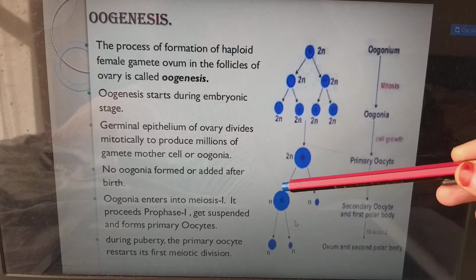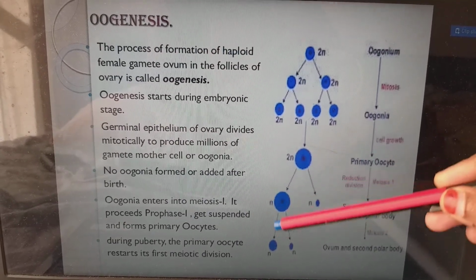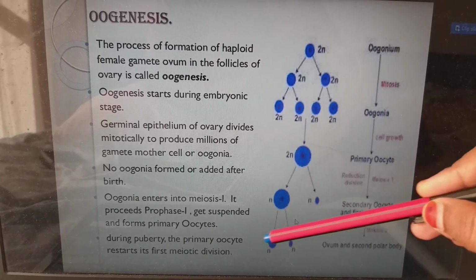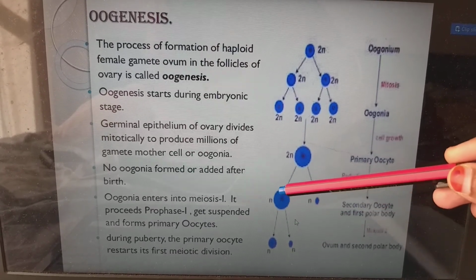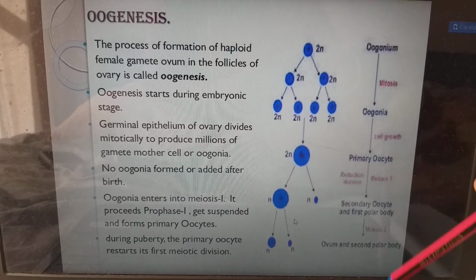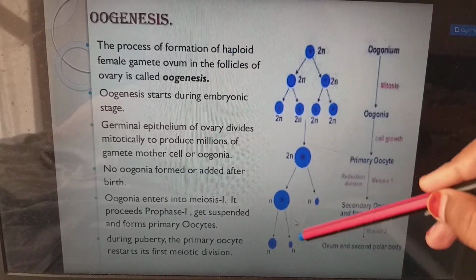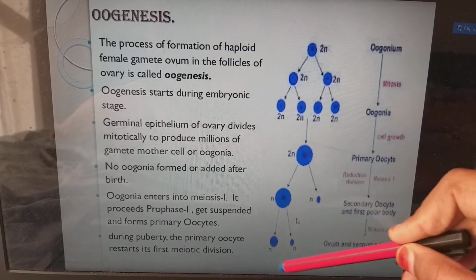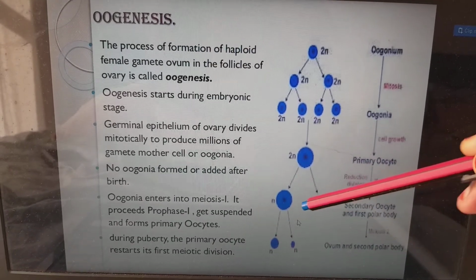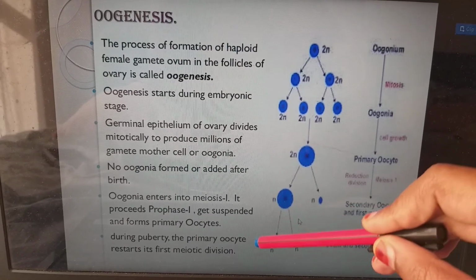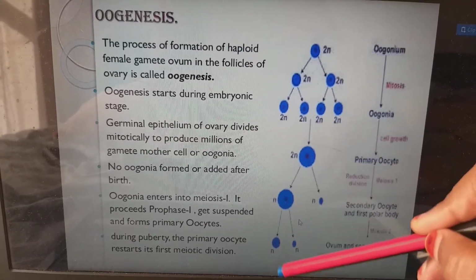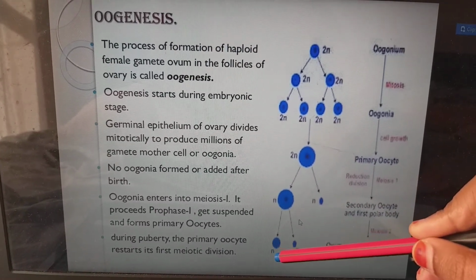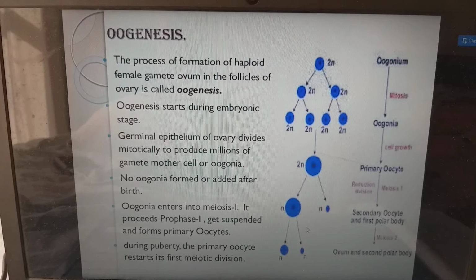And later, the ovum and the second polar body will be divided only during the time of fertilization. If fertilization does not happen, the ovum will disintegrate at this stage. So this division will happen only when the sperm comes into the ovum, penetrating it. At the time of penetration, the secondary oocyte will be divided into the ovum and the second polar body.